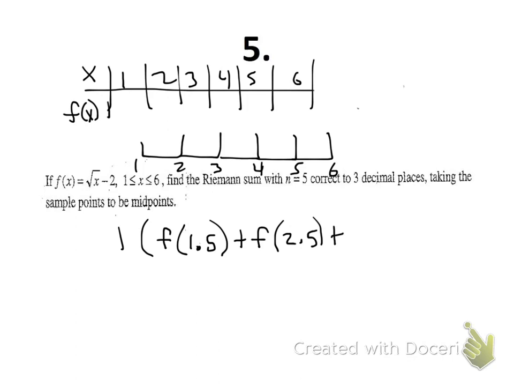Plus F of 3.5 plus F of 4.5, and then one more, right? F of 5.5. Now it's obvious that we have to use a calculator on this, because what we're going to have to do is find what the square root of 1.5 minus 2 is. So I want everybody to get those.